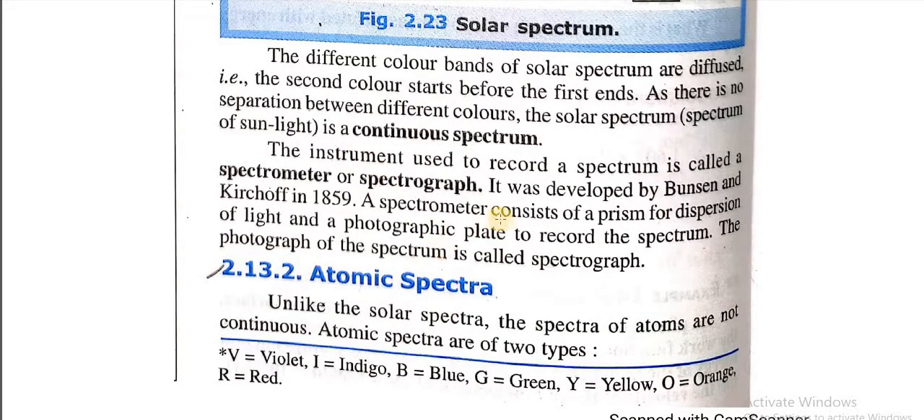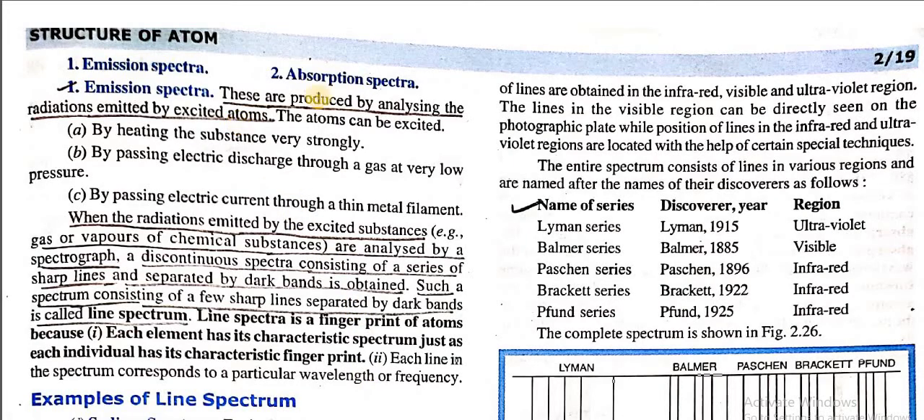Now, unlike the solar spectrum, the spectra of atoms are not continuous, and atomic spectra are of 2 types. One we call emission spectrum and the other absorption spectrum. Emission spectra are produced by analyzing the radiations emitted by excited atoms. So when the atoms are excited, the radiations they produce come under emission spectrum.